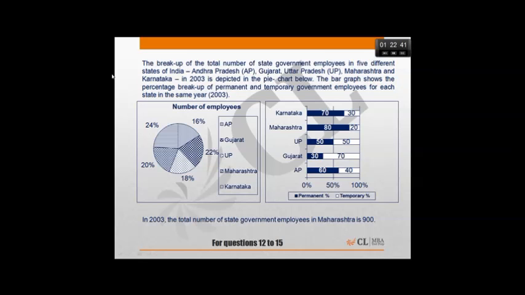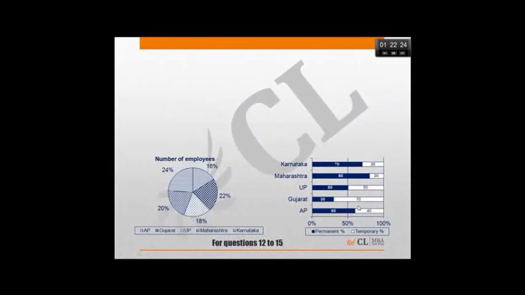On my rough sheet I am writing it is a pie plus bar chart. Looks easy numbers. All percentages are easy. So looks attemptable. 5 states permanent, and so looks attemptable. It also tells me number of employees is 900. So I can come back to it later. Okay. In triangle ABC is round 2.